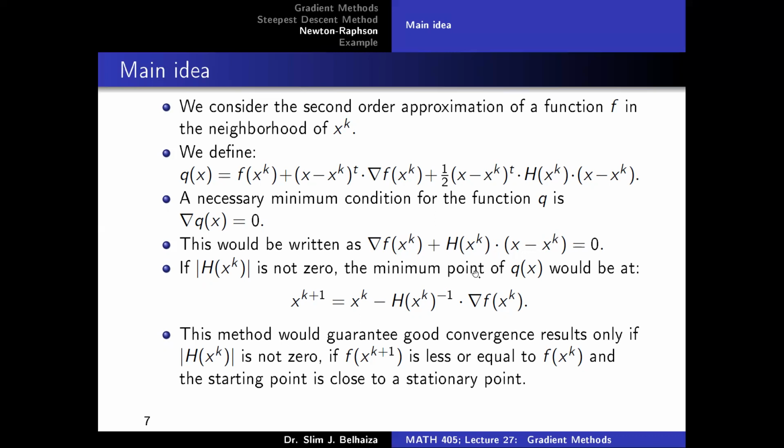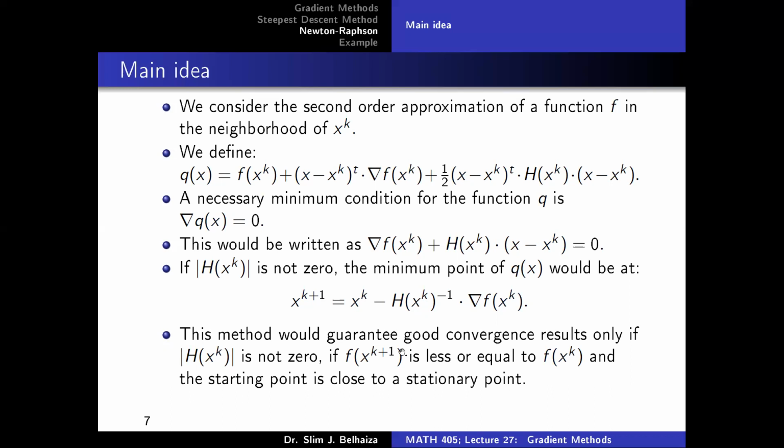And therefore, we can find the optimal step, which is to multiply the gradient by the inverse of H at xk. So xk plus 1 would be xk minus H of xk inverse times the gradient of f at xk. This method would guarantee good convergence results only if the determinant of the Hessian matrix is not 0, if f of xk plus 1 is less than or equal to f of xk, and the starting point is close to the stationary point. Well, this closes the first part of the presentation.